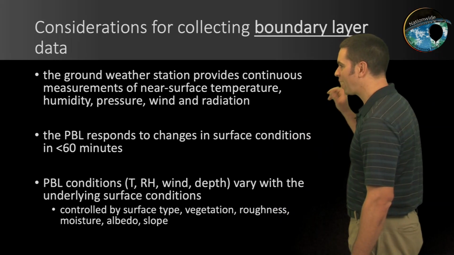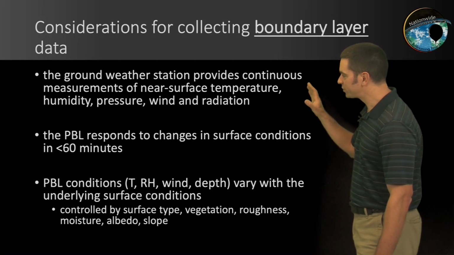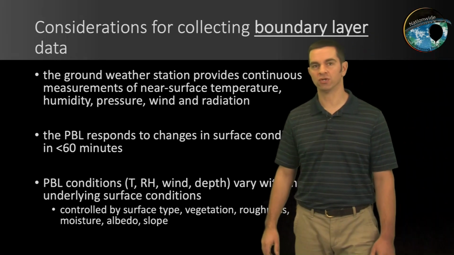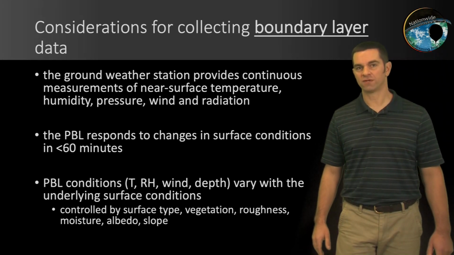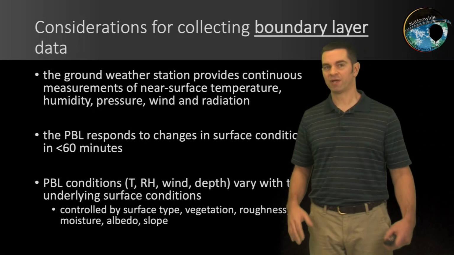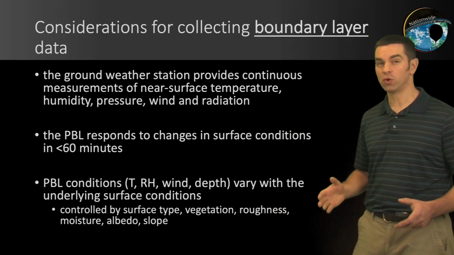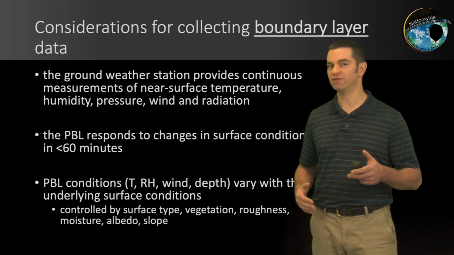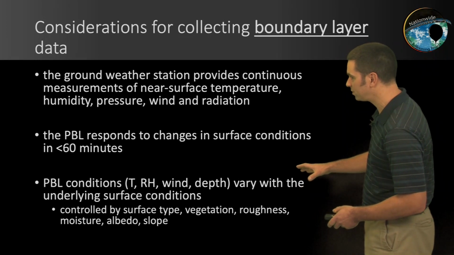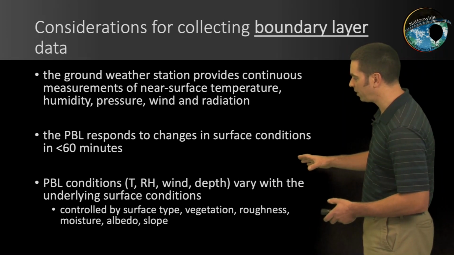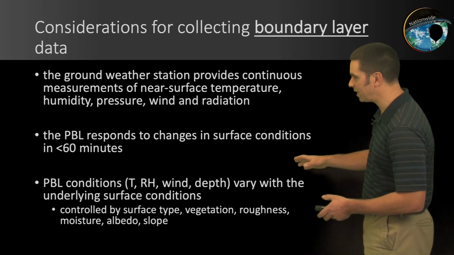All right, when thinking about the boundary layer, we're going to have a surface weather station continuously measuring temperature, humidity, pressure, wind, and radiation. So we'll capture that just fine with our Luft surface weather station. Now the planetary boundary layer changes due to surface conditions on the order of minutes and up to an hour. It responds very quickly. And so we need to be mindful of the ground conditions that are then driving how the planetary boundary layer responds to the eclipse and responds to sunlight and nighttime.